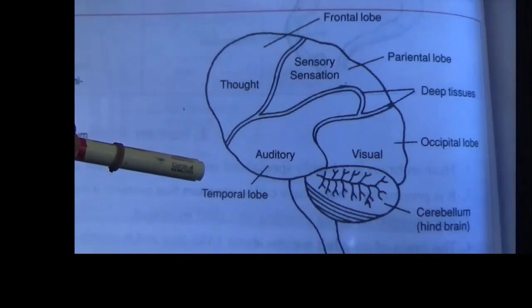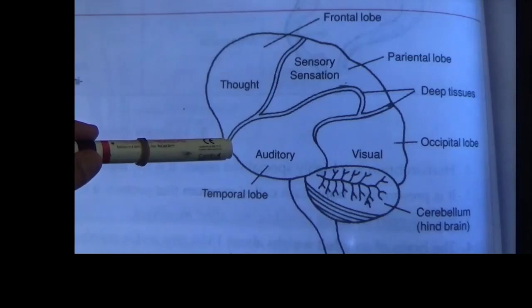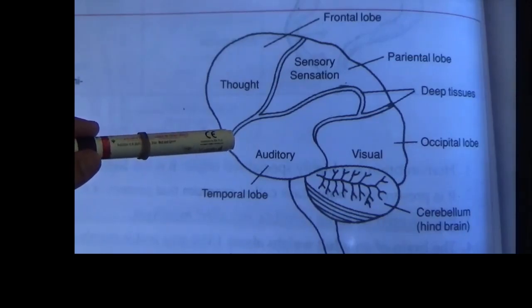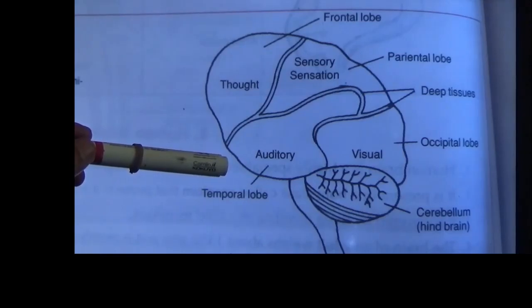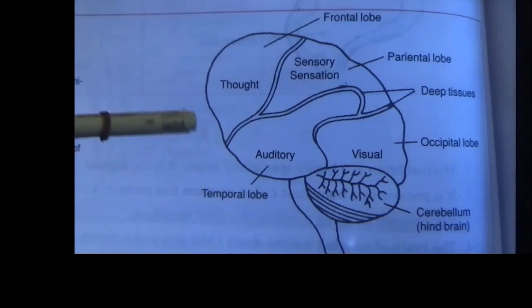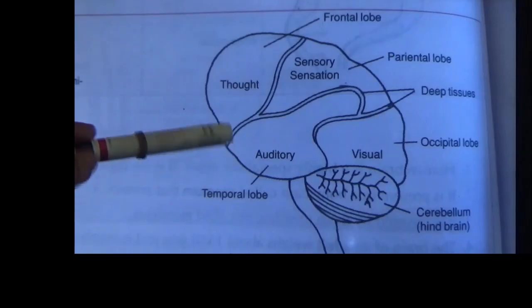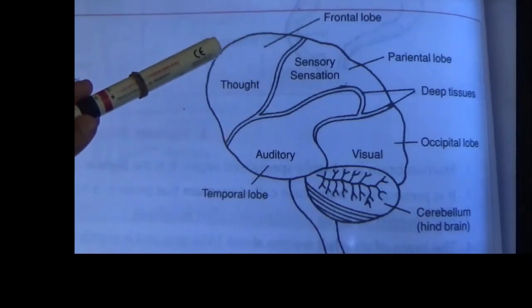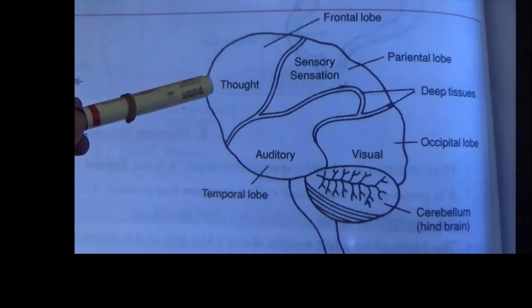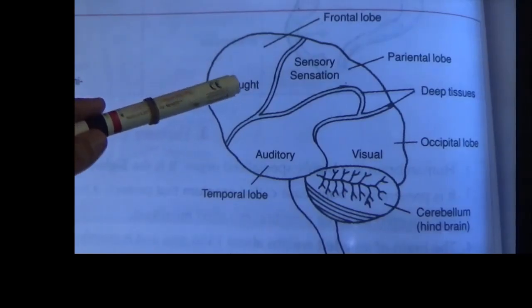This temporal lobe is responsible for listening, hearing. This is responsible for the auditory system. We can hear sound because of this auditory part of the cerebrum, and this is the temporal lobe. And the frontal lobe of the cerebrum is responsible for thought, thinking, reasoning.